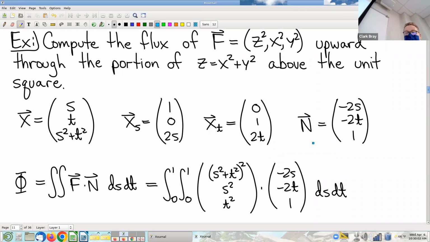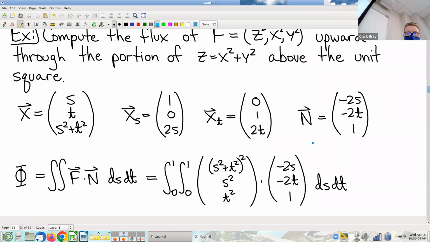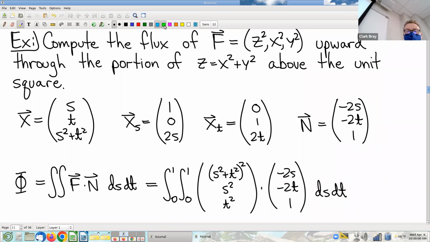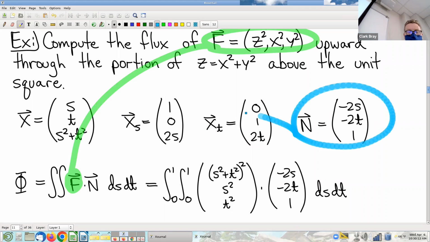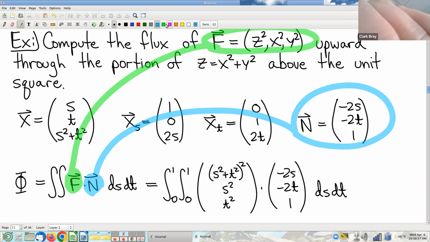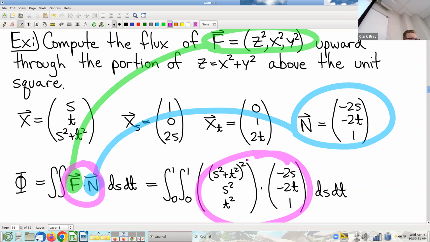Okay. And so now we're in business. We've got this vector field that was given, so that goes there. We've got our capital N vector that goes there, and you dot it on out, right? You dot. Now you also, of course, have to rewrite everything in terms of the parameterization.